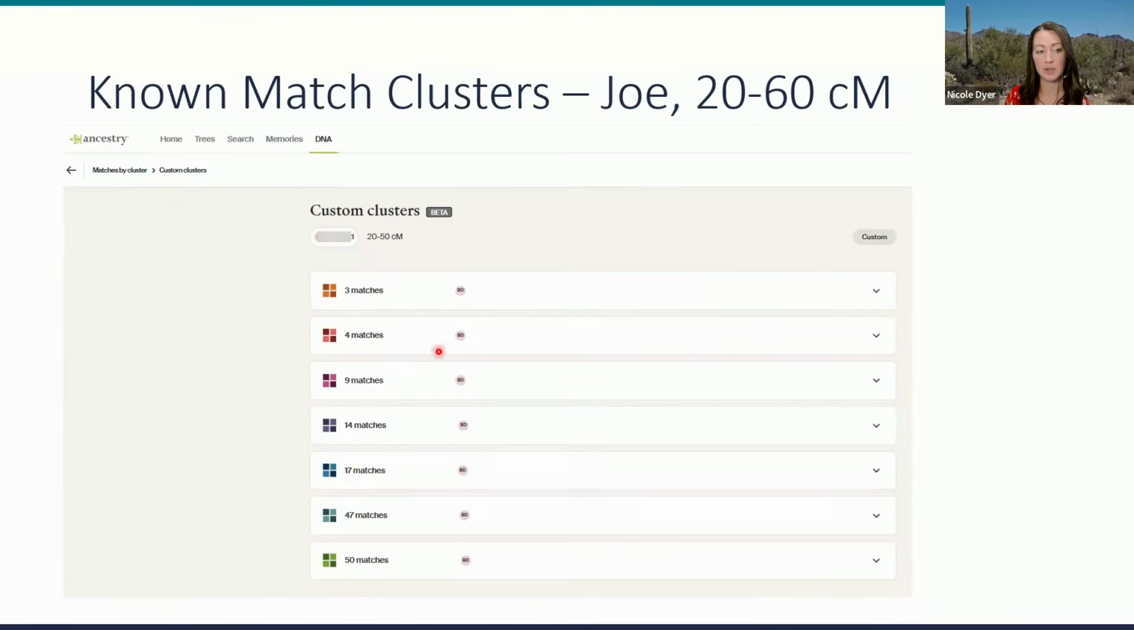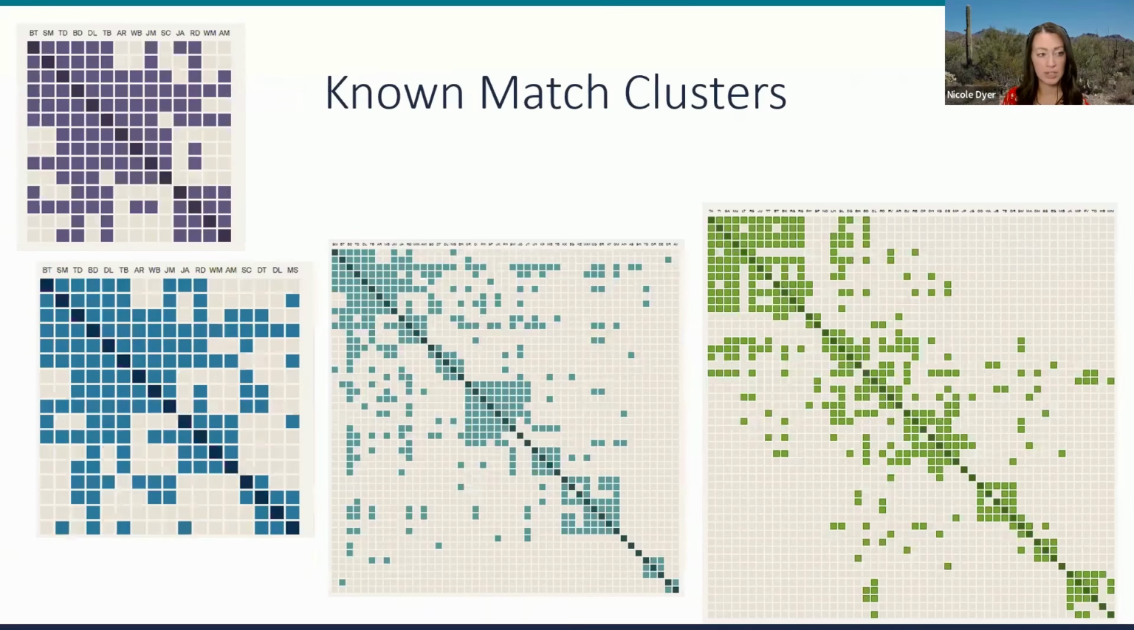So I tend to skip those, especially if there's not many trees, and just go to like the third or the fourth cluster to analyze first. So starting with the one with 14 matches, let's analyze each cluster and see who the common ancestors are. So here are the 4 clusters. I took screenshots of each one and pasted them here.